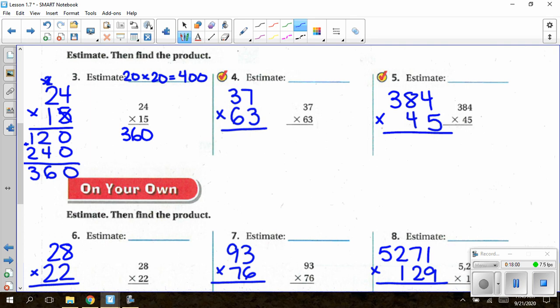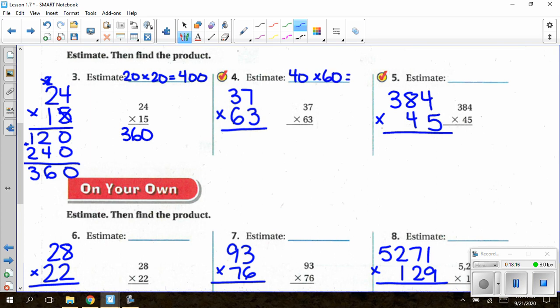For number 4, to find my estimate, the 7 does tell my 3 to round up to a 4, so I'm rounding that up to a 40. And the 3 for the 63 tells my 6 to stay the same. So I'm going to have 40 times 60.